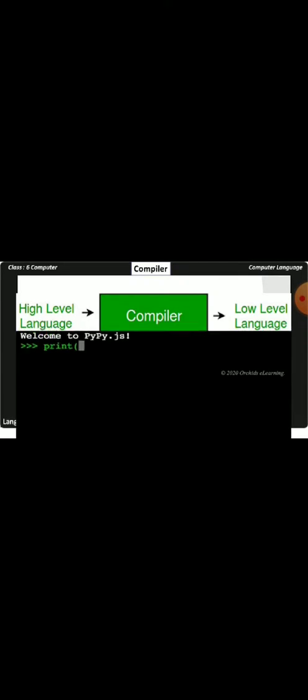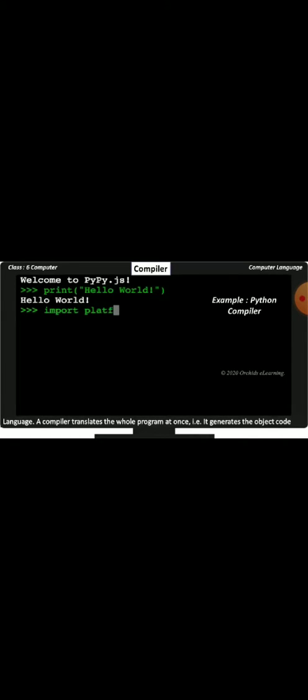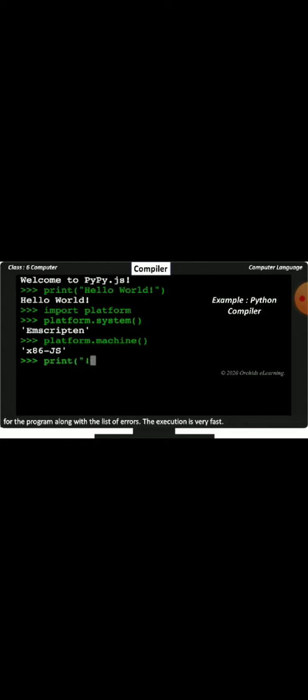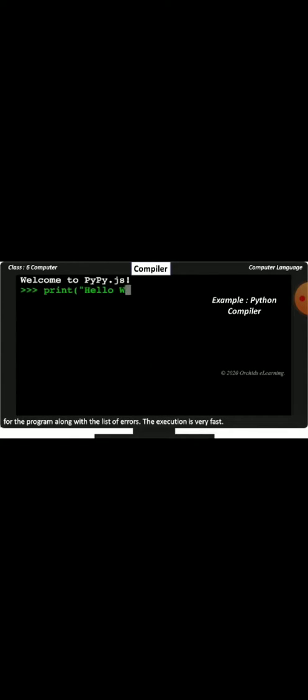For example, suppose the French president is visiting India on an official tour. In order to understand each other, both the French president and the Indian prime minister would require an interpreter to translate the French language into the English language and vice versa. Compiler. The compiler is a translator program used to convert a high-level language program into machine language. A compiler translates the whole program at once, that is, it generates the object code for the program along with the list of errors. The execution is very fast.